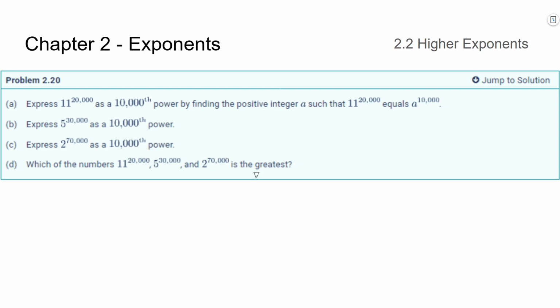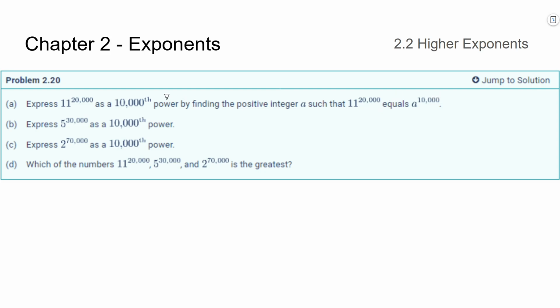All right, so this one here, the wording of this is a little bit confusing, so let me see if I can reword it to make a little more sense. It says express 11 to the 20,000th as a 10,000th power by finding the positive integer a such that 11 to the 20,000 equals a to the 10,000.